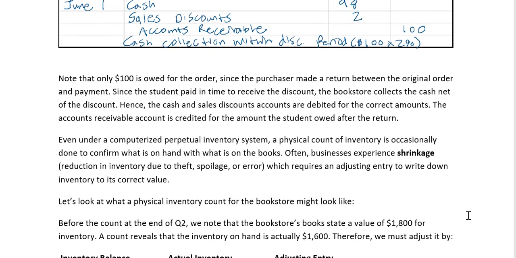Note that only $100 is owed for this order, since the purchaser made a return between the original order and payment. Since the student paid in time to receive the discount, the bookstore collects the cash net of the discount. Hence, the cash and sales discount amounts are debited for the correct amounts. The AR account is credited for the amount the student owed after the return.